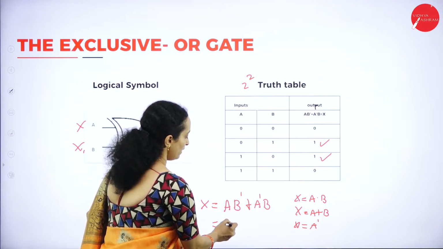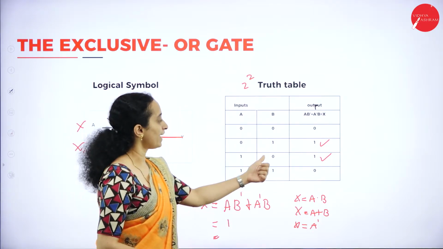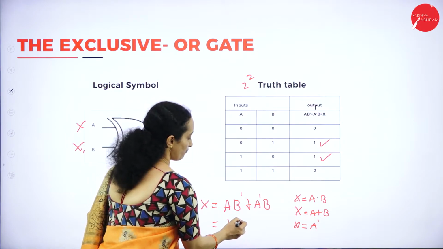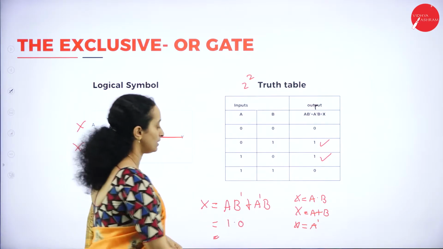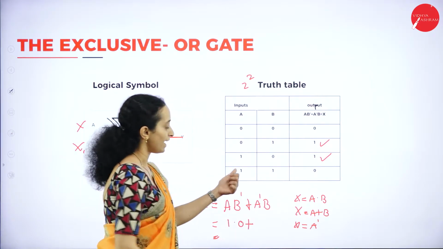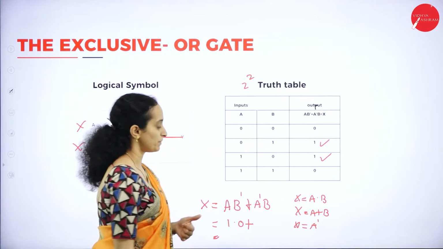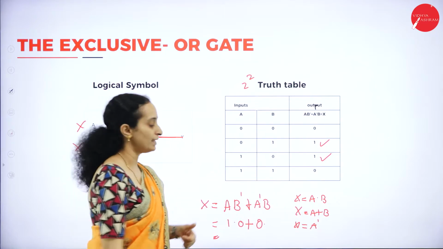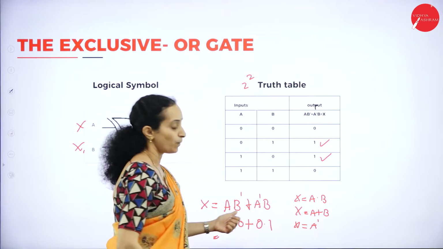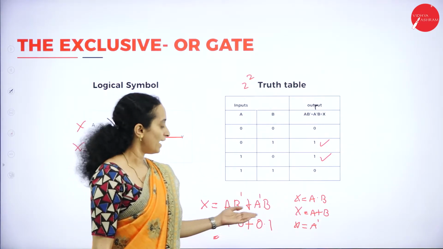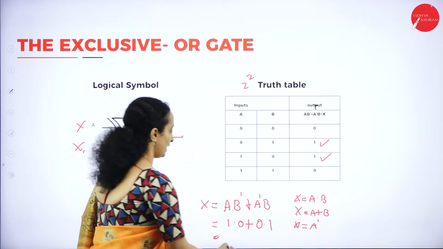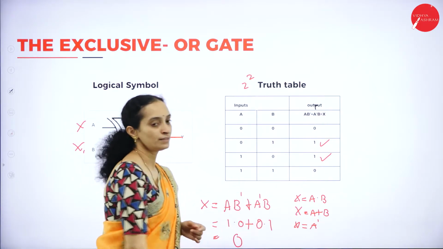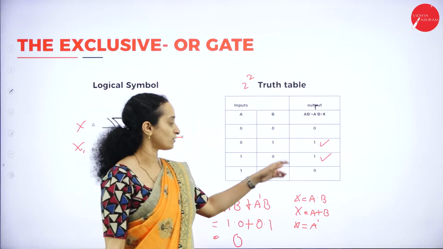When you give A is 1, B dash is the complement of 1, so we get 0. Plus A dash is the complement of 1, that is 0, into B, which is kept as it is. 1 into 0 is 0 and 0 into 1 is 0. Again, the output will become 0, is it not?